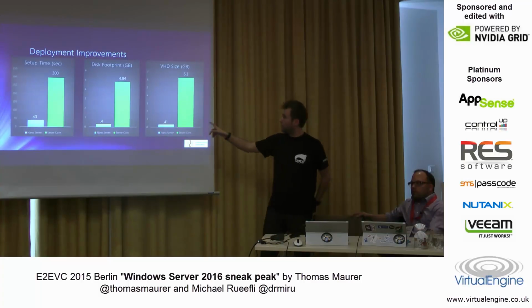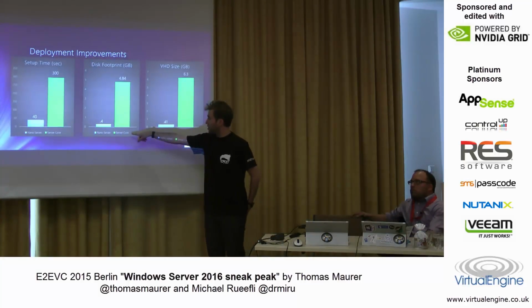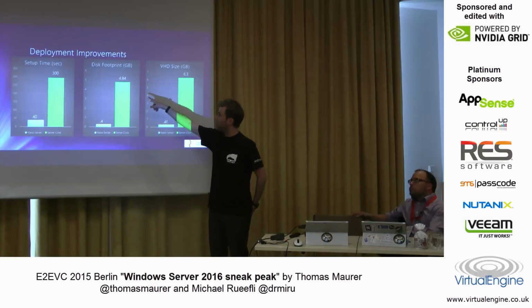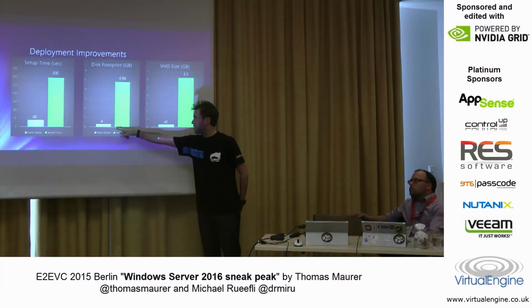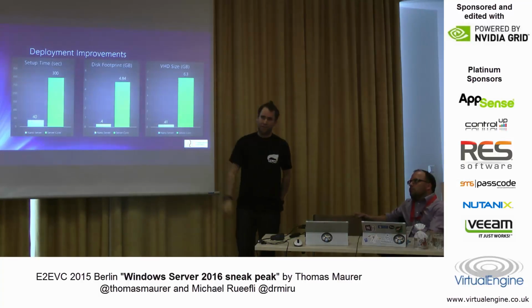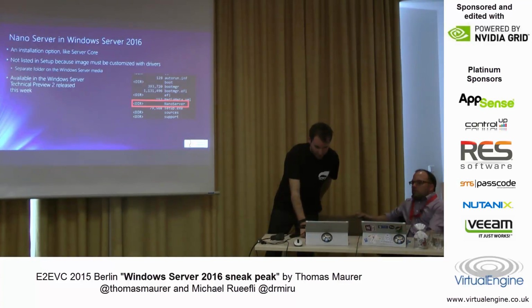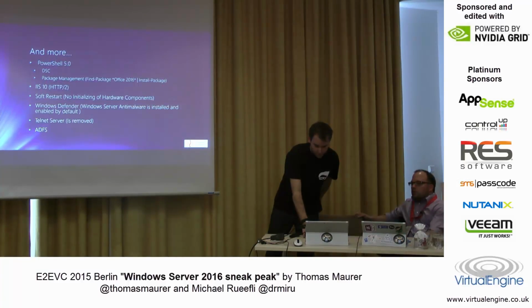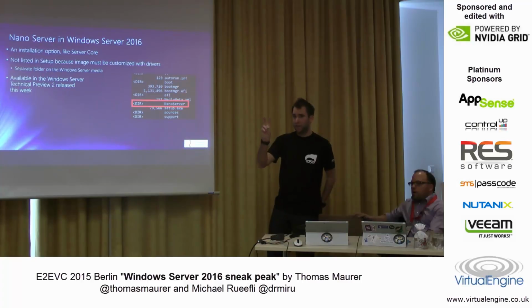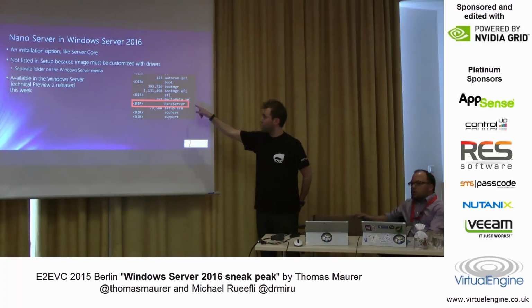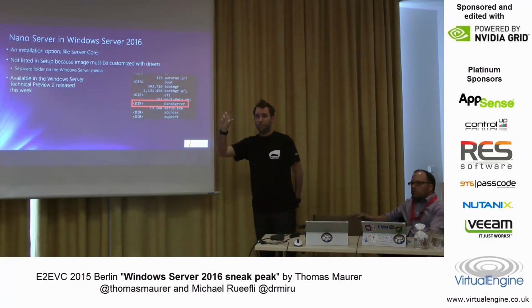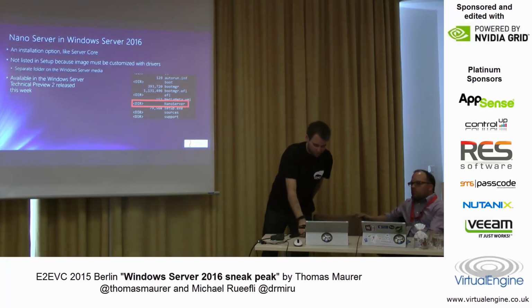So just one number I want to point out. A core server image is right now 4.8 gigabytes in size. This footprint is 0.4, so 400 megabytes in size. So that makes deployment much faster. Okay, I will skip that. If you want to try NanoServer, on the new technical preview build, you have this folder called NanoServer. In there you find the image and all the packages you need to run it and try it out.